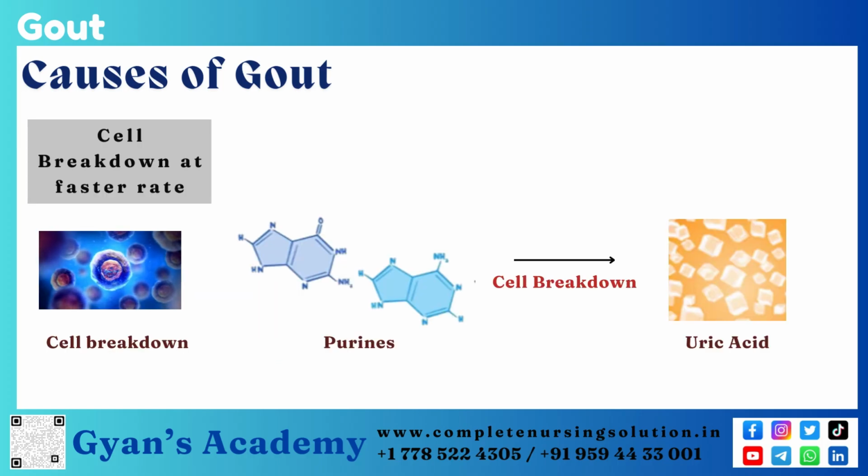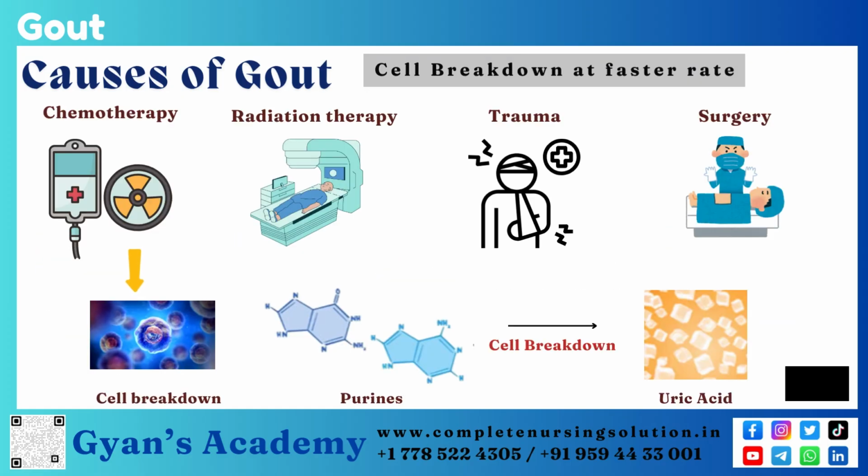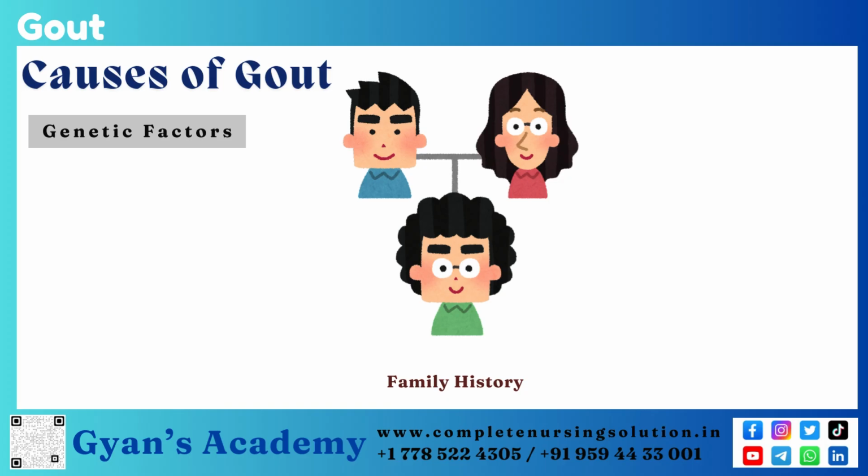Hyperuricemia can also result when cells die at a faster than normal rate, resulting in increased breakdown of purines into uric acid. This can occur as a result of chemotherapy, radiation treatment, as well as recent trauma or surgery. In addition, some individuals have a genetic predisposition to developing hyperuricemia, so an important risk factor is family history.